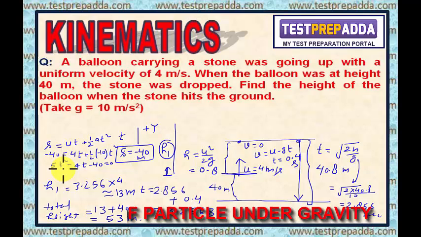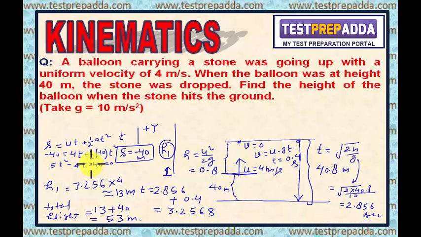Okay. Now if you solve this, you will get two roots. One is negative. The positive root comes as 3.2567 seconds. Okay, so the stone reaches the ground in this time. If the stone reaches the ground in this time, then how much height the balloon will cover in this time? Just multiply by 4, 13 meter. So total height will become 13 plus 40, and that comes as 53 meter. So the two methods of solving the same question. Okay, thank you.